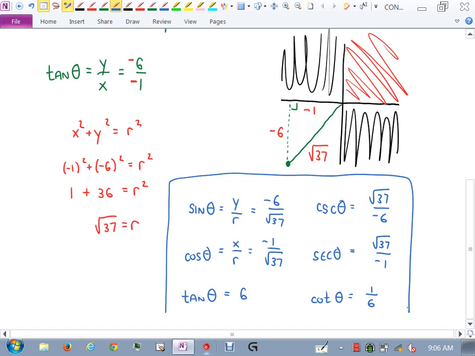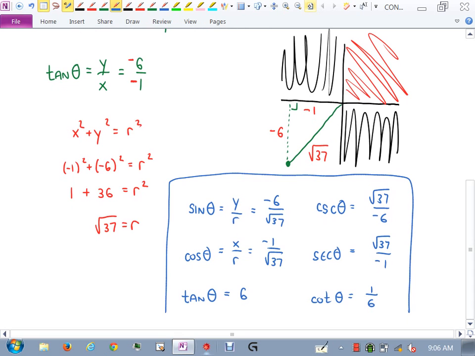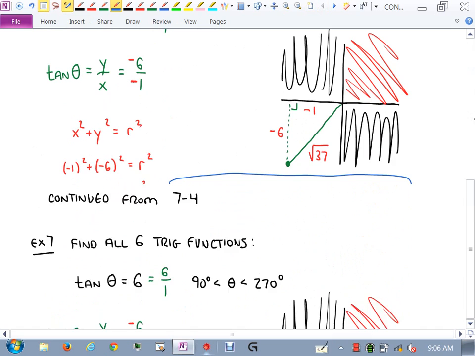Any questions? So look at the given information, narrow down what quadrant you're in. Once you're in that quadrant, determine whatever values you're given, draw your triangle. Be careful with your signs. All right, let's do another one. This will be example 8.